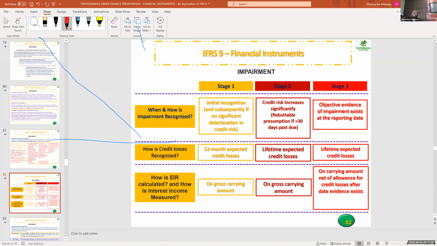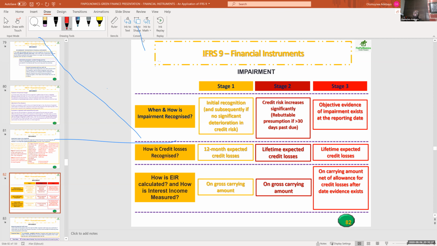But the standard also gave us guidance on how we can easily identify whether there's a significant increase in the credit risk. And this condition is rebuttable. What does that mean? This condition can be contested by the entity based on its own unique circumstances, and that is always based on the experience and the nature of the industry or the nature of the business of that entity. But let's first of all look at the guidance.